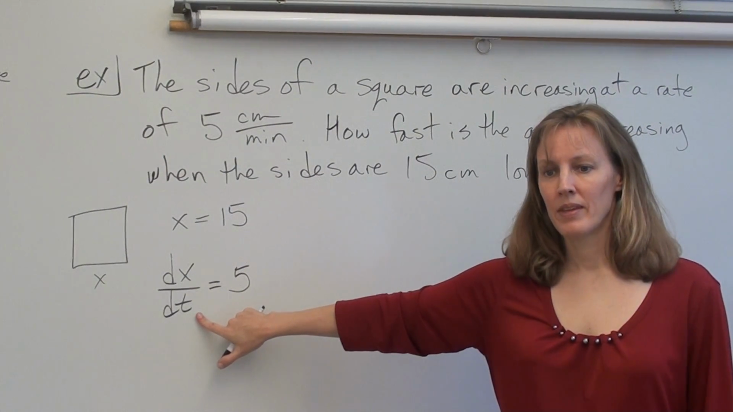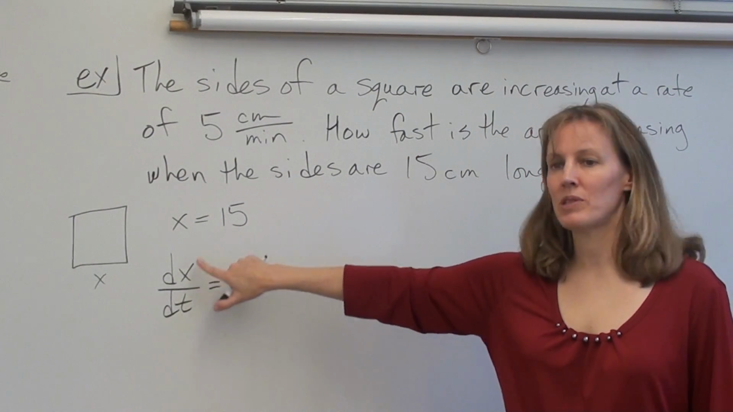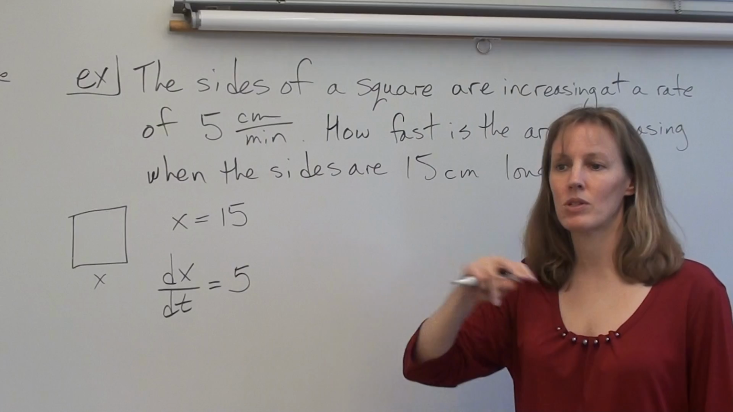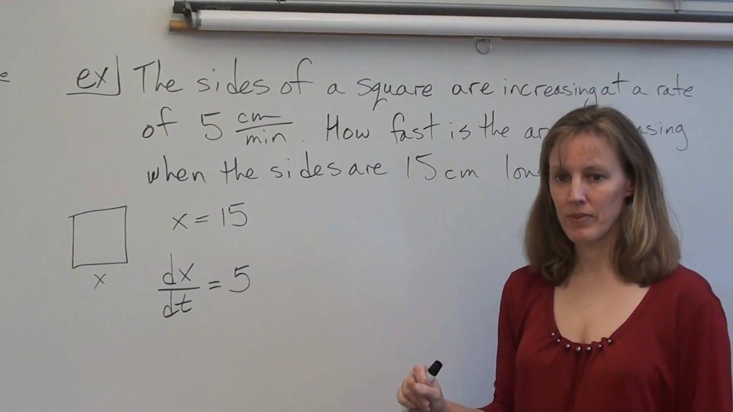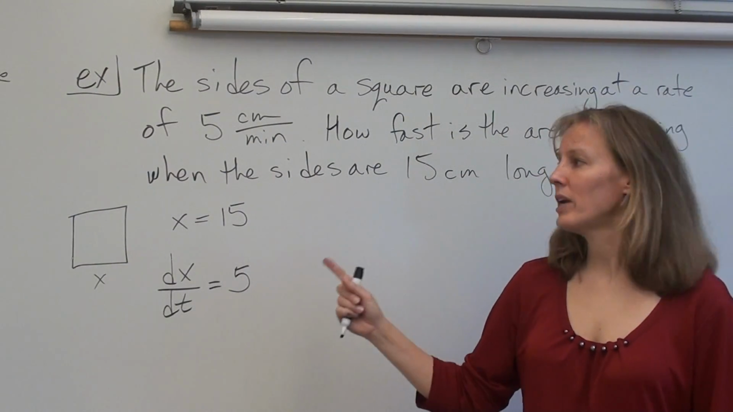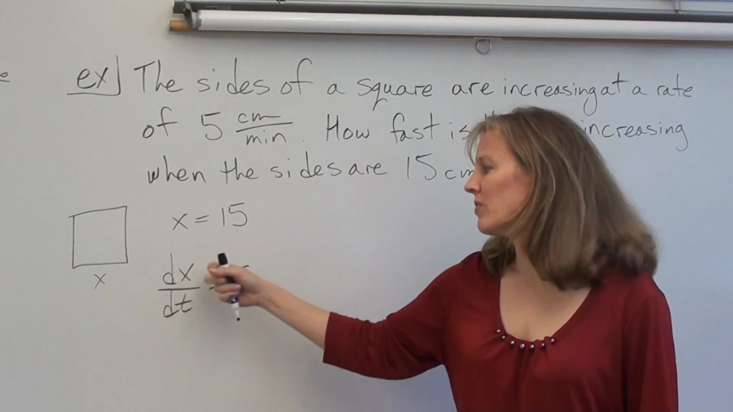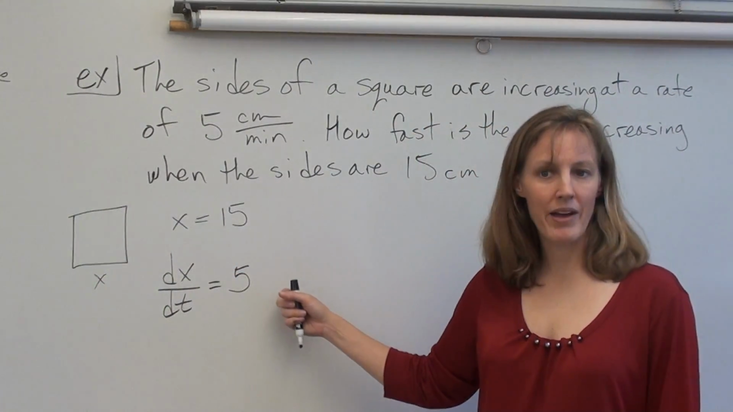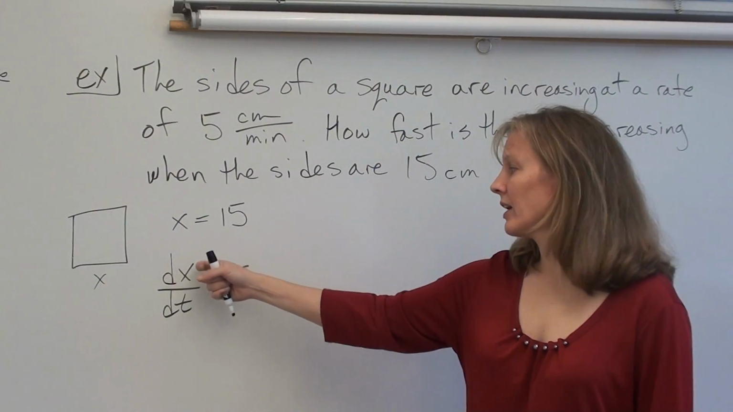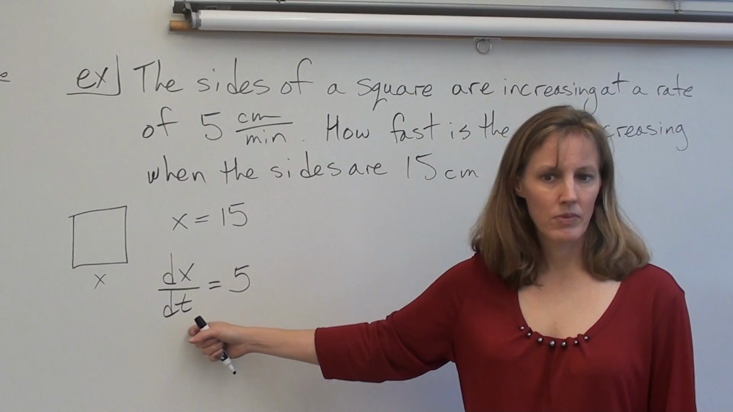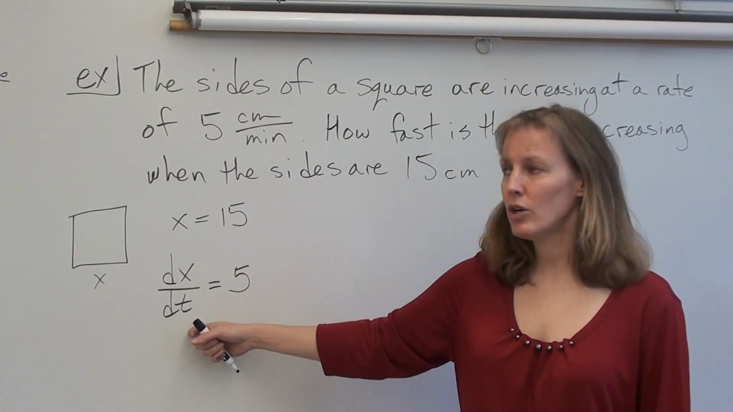Okay? Does everyone understand how we came up with dx/dt? This is the hardest part. Once you get this concept, the problems will get much easier. All right, so the rate of change of x, the rate of change of the length of the side of the square, the rate of change of x with respect to t is 5. And let the units guide you. Think x is measured in centimeters, time is measured in minutes. Does that make sense? Okay.